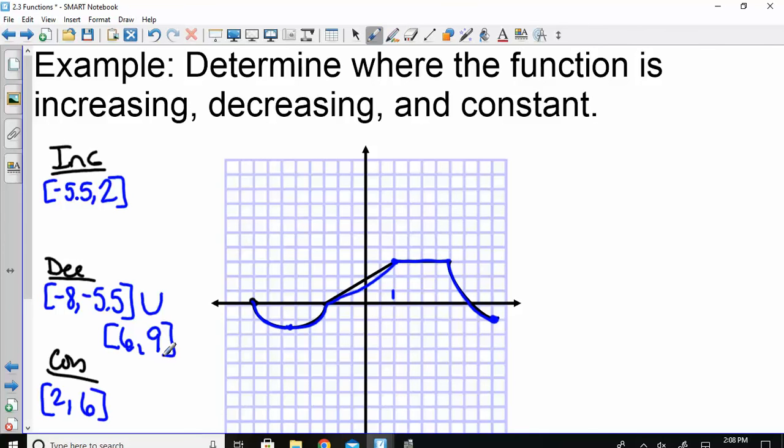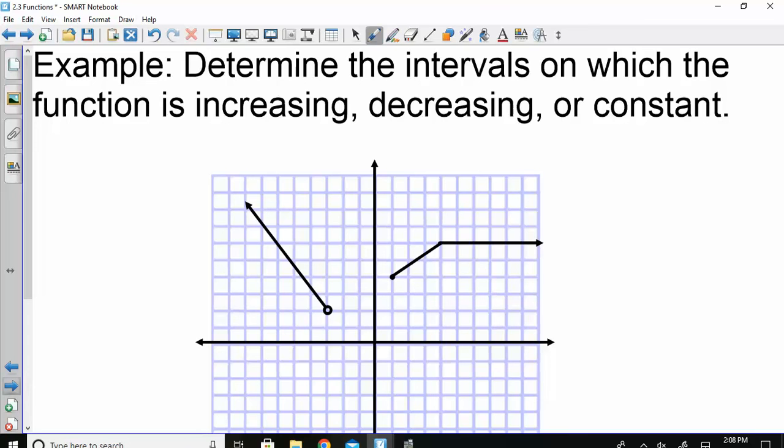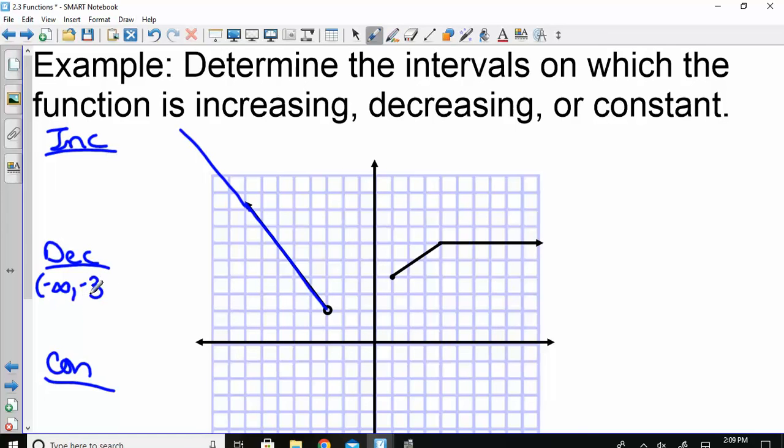All right. Last one. What's this section of the graph doing? Decreasing. It's going up, but as I move from left to right, it's actually falling. Now this is going forever, so where is it coming from? Negative infinity. Until I get to -3. That has to have a parenthesis because it's an open circle.